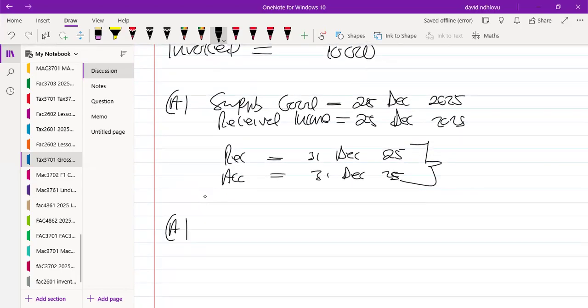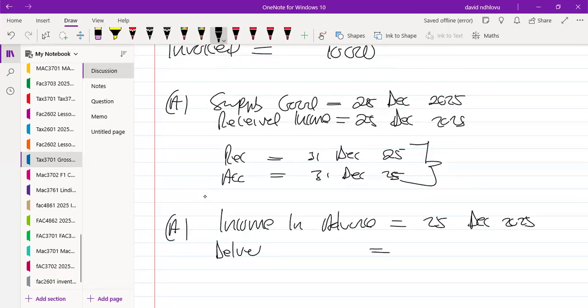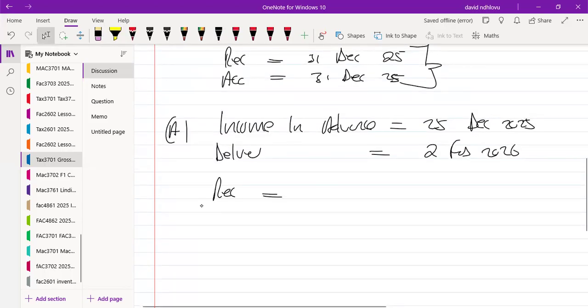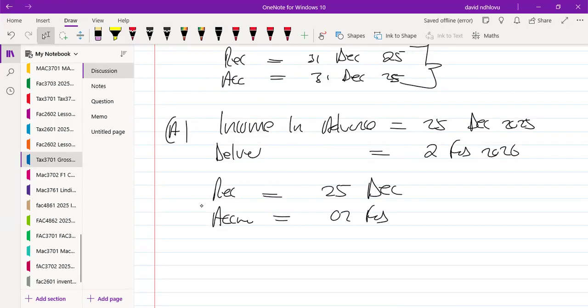This falls within 31 December. I can have a situation where a customer pays me, so I receive income in advance. The client pays in advance on 25 December 2025, but I deliver my side of the bargain next year on 2 February of the year 2026. Here, receipt of the amount is 25 December, but accrual of the amount to me was actually on 2 February. This is where the amount was due to me.